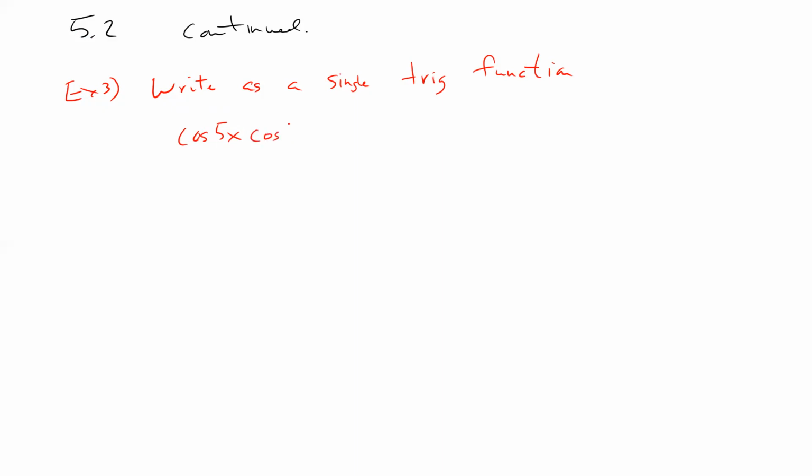Okay, let's go backwards here. Exercise 3. The directions are like this: write as a single trig function. So I have cosine 5x times cosine 4x minus. Again, pretty easy.